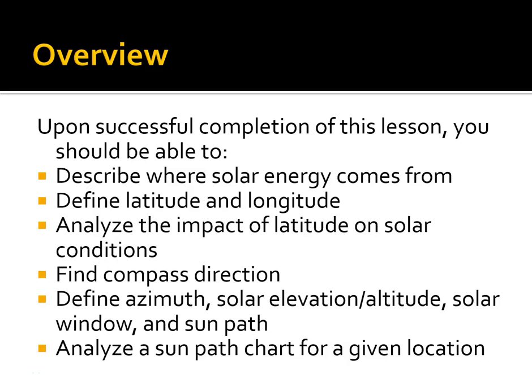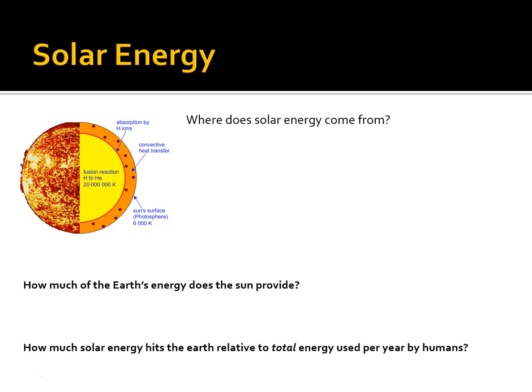Okay, so when you're done with this and after you do some exercises, you should be able to describe where solar energy comes from, define latitude and longitude, analyze the impact of latitude on solar conditions, find compass direction, define azimuth, solar elevation, attitude, solar window, and sun path, and finally to analyze a sun path chart for a given location. And this presentation is based largely on the videos in this week's lesson.